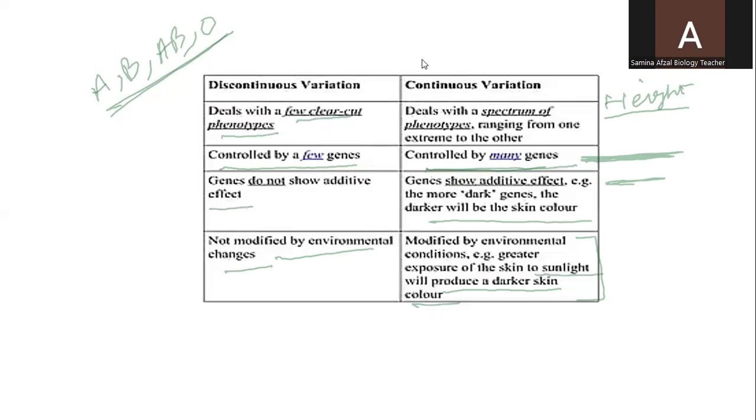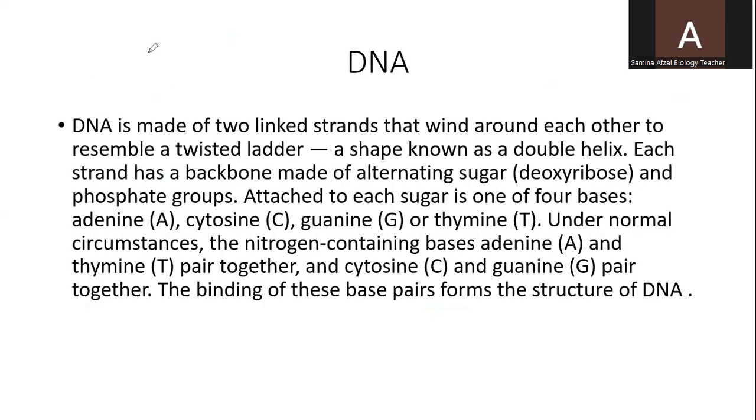Now the next topic is DNA, deoxyribonucleic acid. Deoxyribonucleic acid is made up of two strands which are twisted together. So these two strands of DNA are twisted together in this way, forming a shape known as a double helix. The double helix is formed by the twisting of these two strands of DNA.